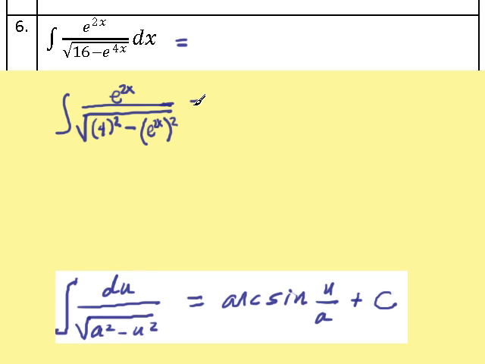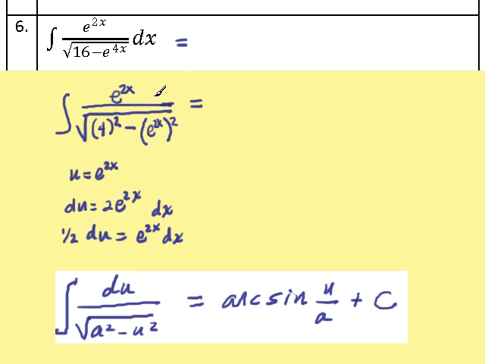All right, so we want to do this u substitution. u is equal to e to the 2x. So du is 2 e to the 2x dx. And 1/2 du is equal to e to the 2x dx. Let me put my dx in here. Okay, e to the 2x dx. Let's substitute 1/2 du for that.